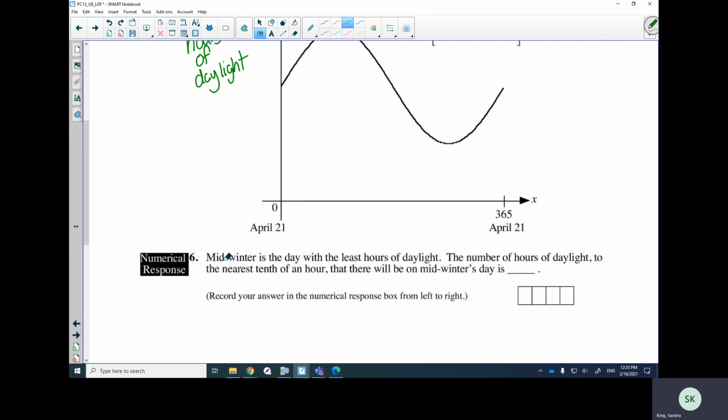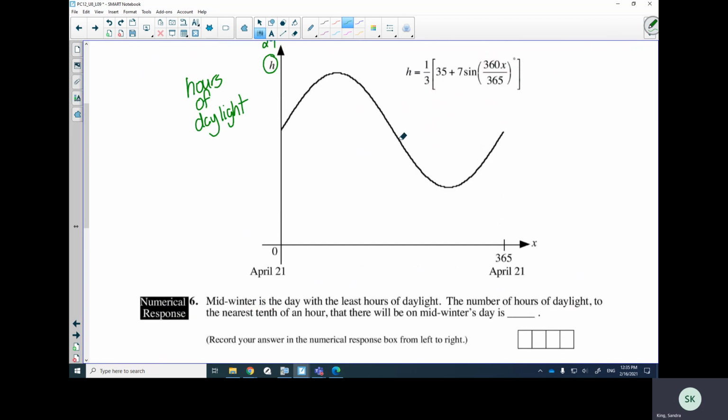What they say is, for number 6, midwinter is the day with the least hours of daylight. How many of you could look at your graph and find where midwinter is? Least hours of daylight. It'd be the minimum, yes. This point right here, that is midwinter. Because that is the least hours of daylight, right? Because if I got my y coordinate, that would be the number of hours of daylight. My x coordinate would tell me what day of the year it is, how many days in.